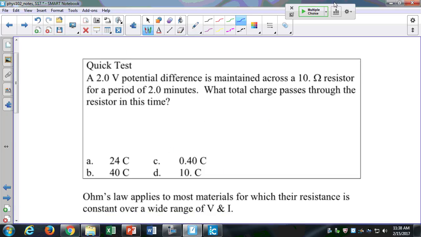Let's try this. 2 volts, 10 ohms, over 2 minutes, what total charge passes? Remember your Ohm's law, remember your definition of current.